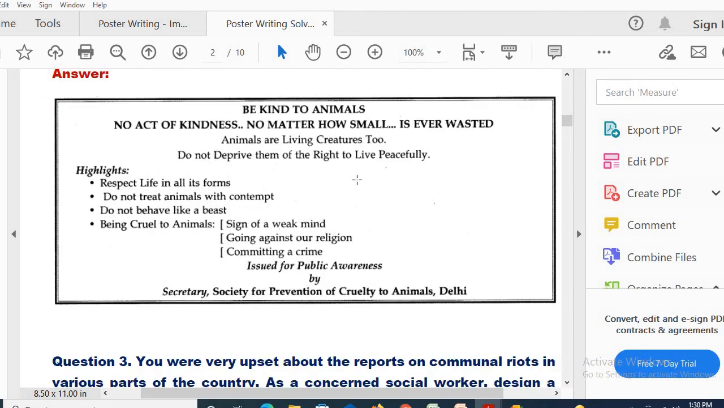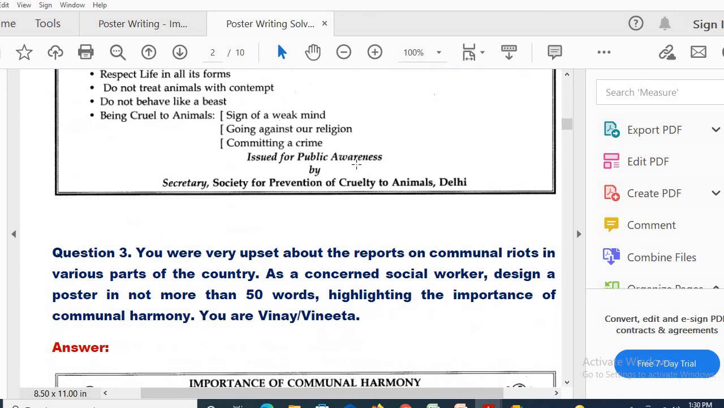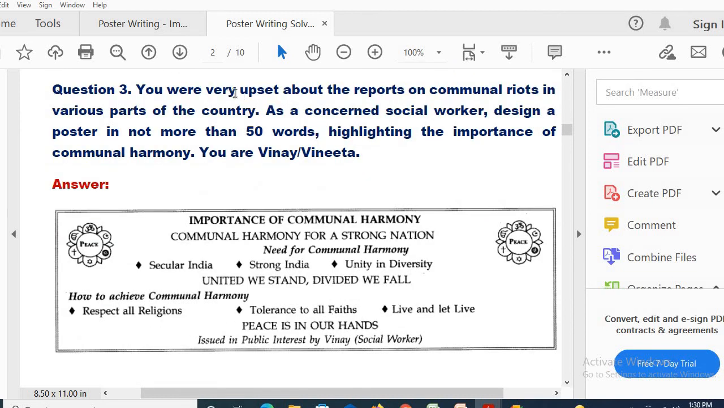Now I am moving to one more before I end the class. This is important. You were very upset about the reports on communal riots in various parts of the country. Communal violence is going on in many parts of the country. You are very disturbed. As a concerned citizen or as a concerned social worker, you have to design a poster in not more than 50 words, highlighting the importance of communal harmony.